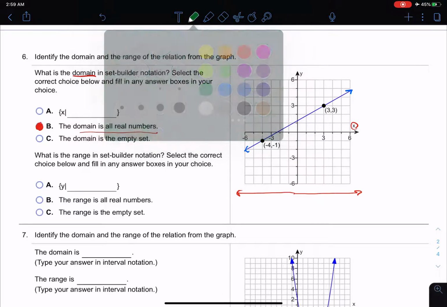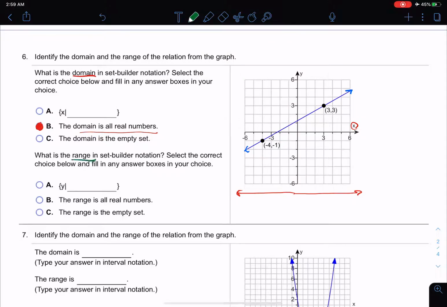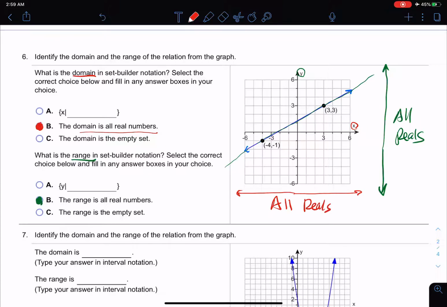And the range, let's take a look at the range now. The range is the set of all y values. So this blue line goes forever down, down, down. And then it goes forever up, up, up to the right, but still up. So this is also all reals. B. The range is the set of all reals. And let's go back and say, yeah, and so is the domain, all reals. It was forever left and right and forever up and down.